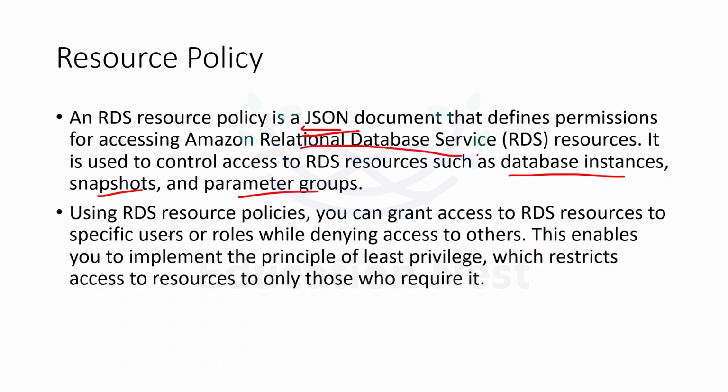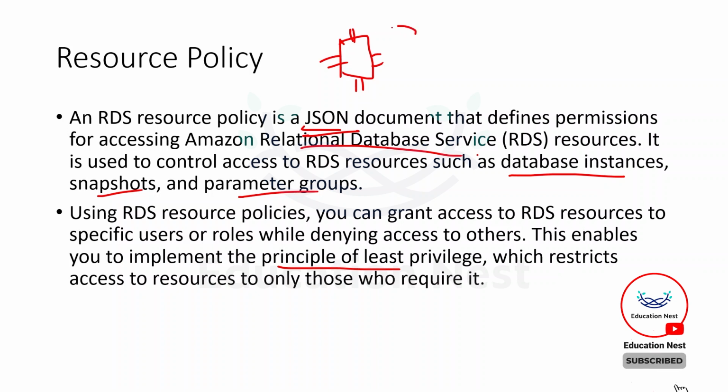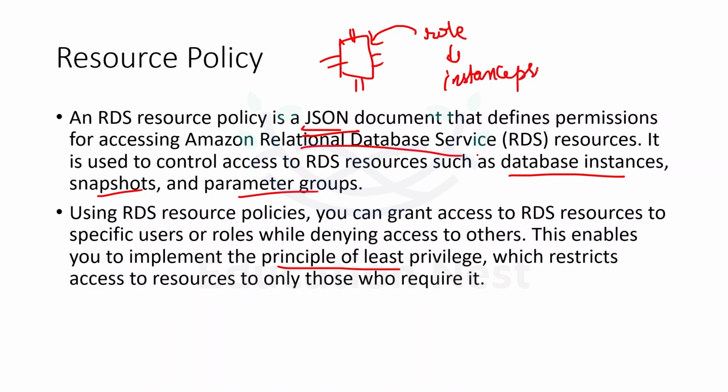It allows you to grant access to specific users or roles while denying access to others. So this helps us apply the principle of least privilege. Resources would be accessed only by those who require them, for example RDS. If an EC2 instance requires access to RDS, then what we have to do is attach a role to the EC2 instance, in the form of an instance profile. So this is what needs to be done.